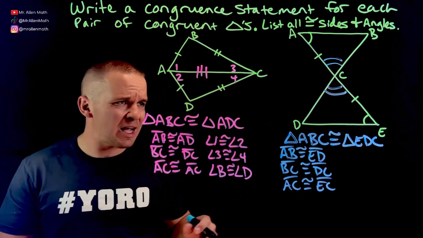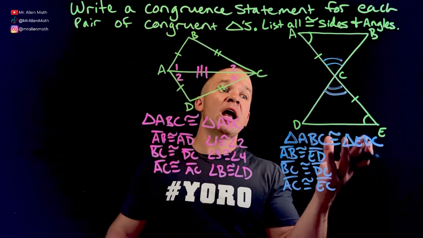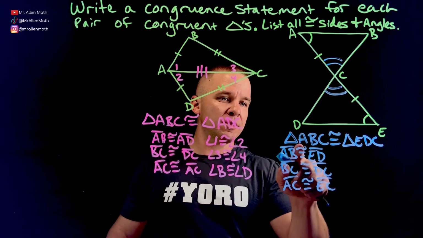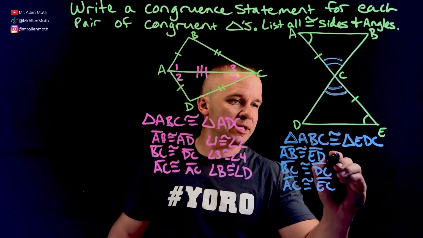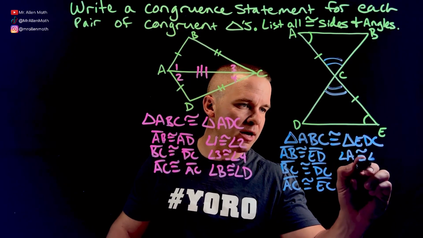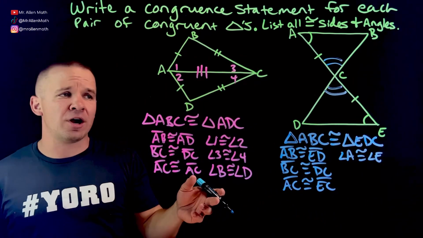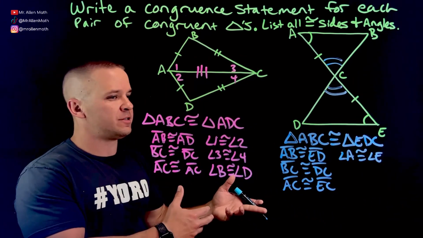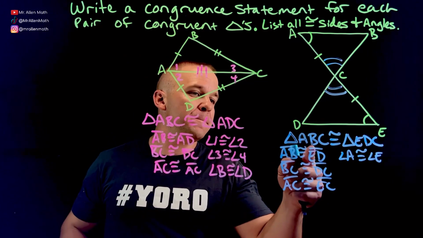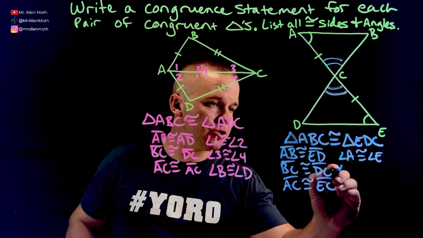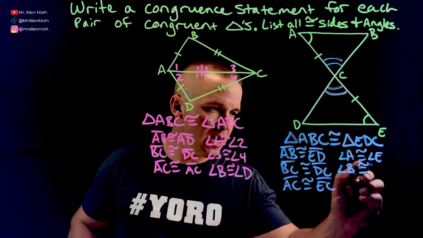All right. Next up, let's see, our angles. We can start with angle A, which matches up with angle E. Angle A is congruent to angle E. I only need one letter there because there's only one angle with that vertex. How about B? B would match up with D, and there's only one angle for each. So angle B is congruent to angle D.